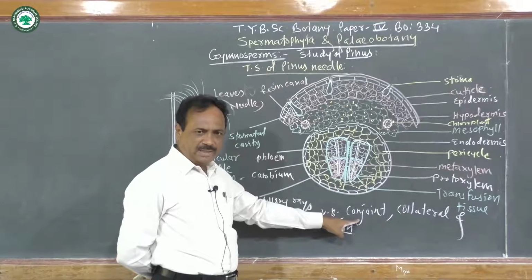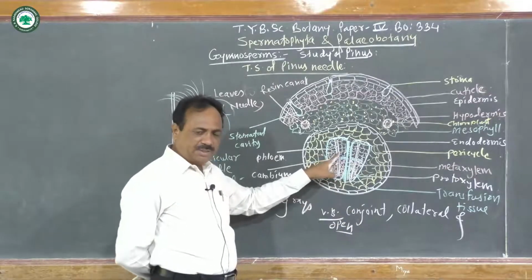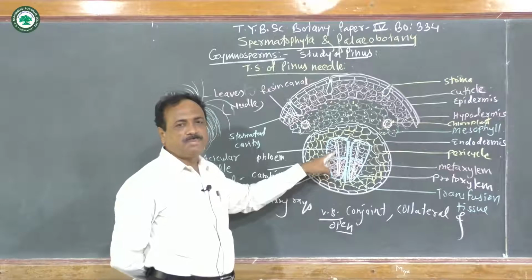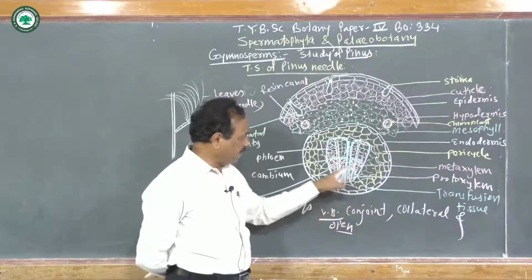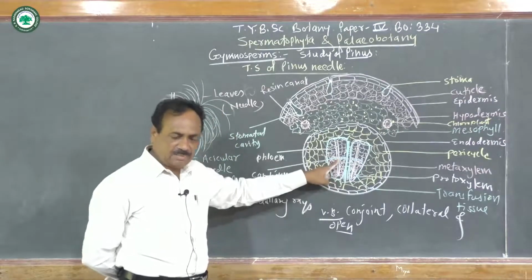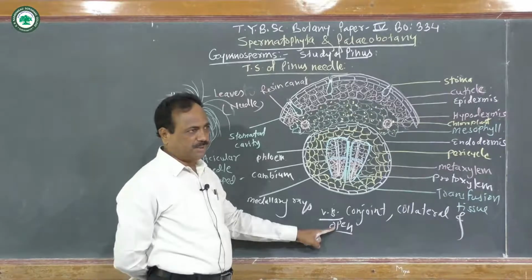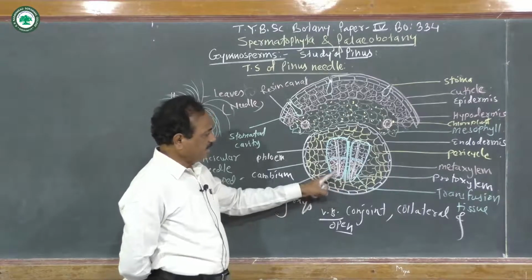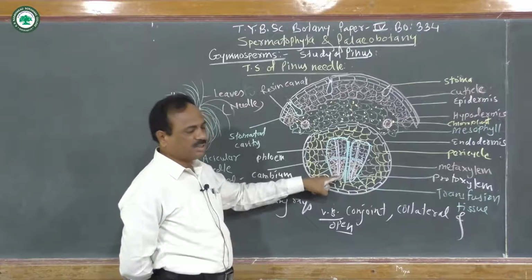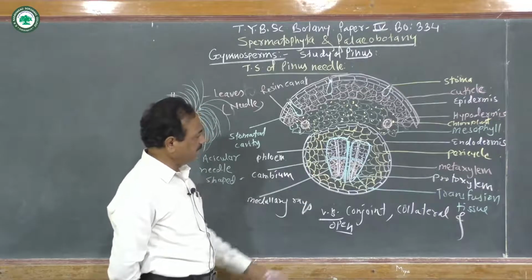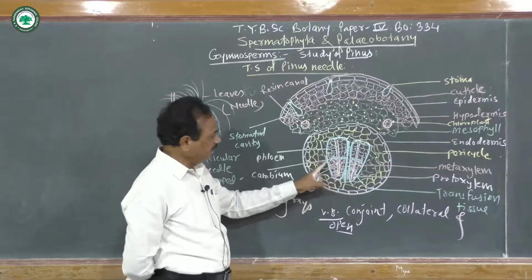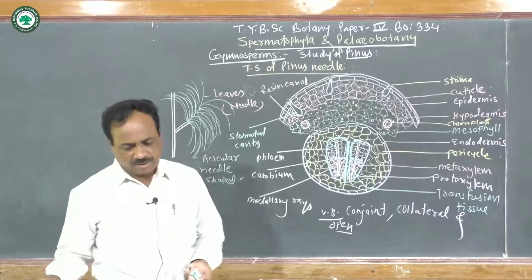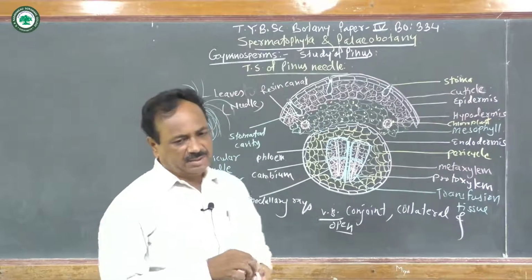Xylem and phloem are facing side by side on the same radius. That is, xylem is facing towards the inner side and phloem is facing towards the outer side. So they are collateral, and in between the xylem and phloem there is a strip of cambium, so it is the open type. Thus here the vascular bundles are conjoint, collateral and open type. Here the metaxylem is facing towards the outer side and the protoxylem is facing towards the inner side. In the vascular bundle, medullary rays are present, and in between the vascular bundles there is the presence of the transfusion tissue. Thus this is about the internal structure of the Pinus needle.